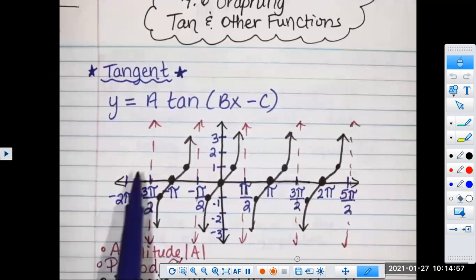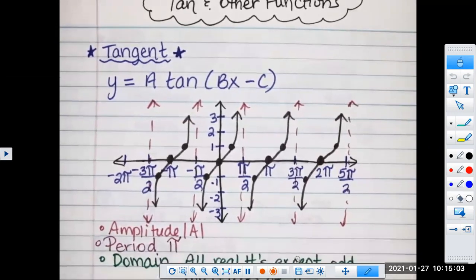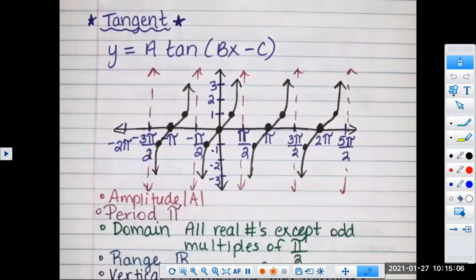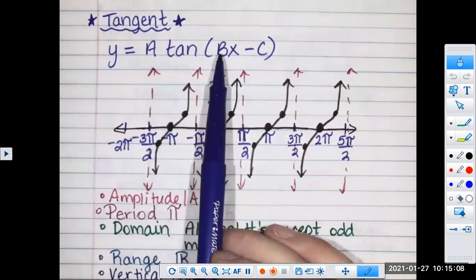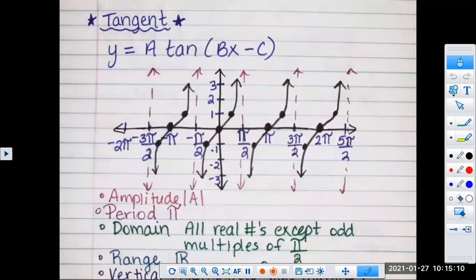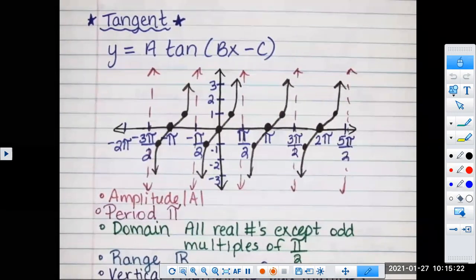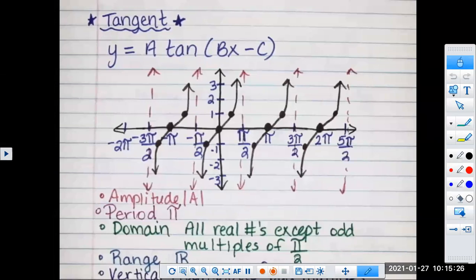You don't have to draw this graph. We're going to graph an example or two with tangent unless you just want to. Your tangent function, A tangent bx minus c. And once again, these values tell you the different components of your graph. A is still your amplitude, just like it was for sine and cosine. That tells you how far up and down you can draw your y-axis.